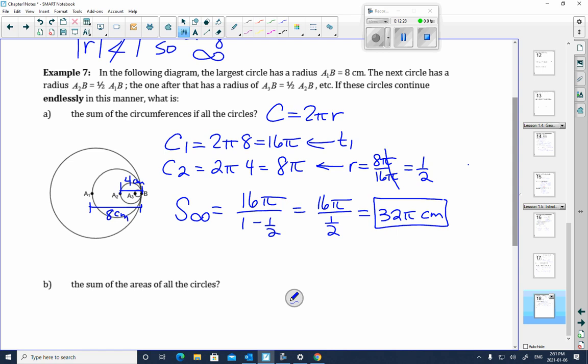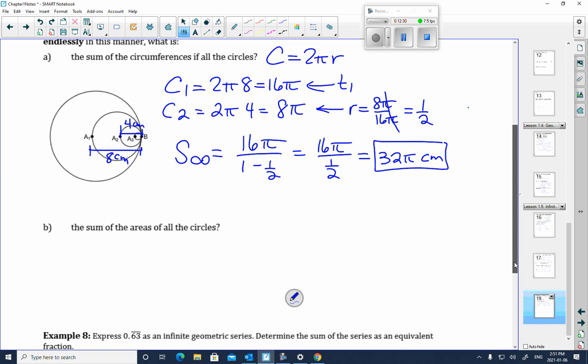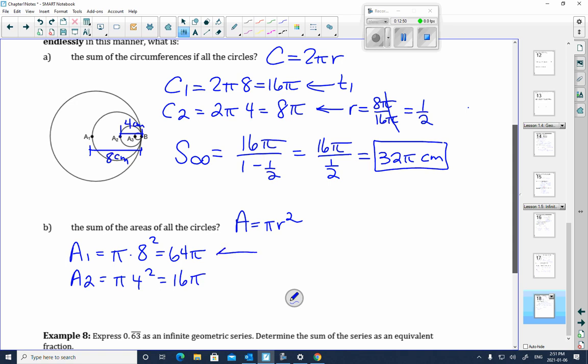Then they're wanting the sum of all the area. So again, the first term would be different because the area formula is pi r squared. So area 1 would be pi times 8 squared, which is 64 pi. Area 2 would be pi times 4 squared, which is 16 pi. So here is term 1. Term 2 will give me the ratio, which is 16 pi divided by 64 pi, which the pi's cancel, and I get 1/4 as my ratio.